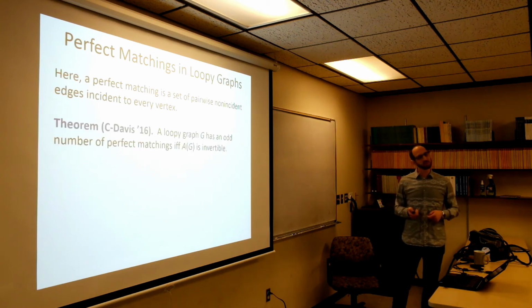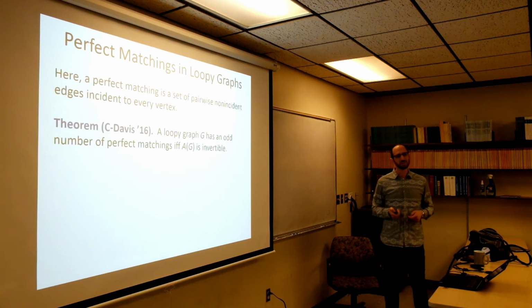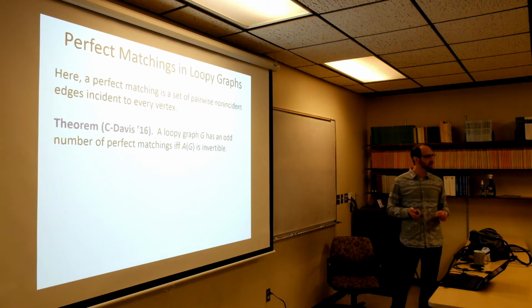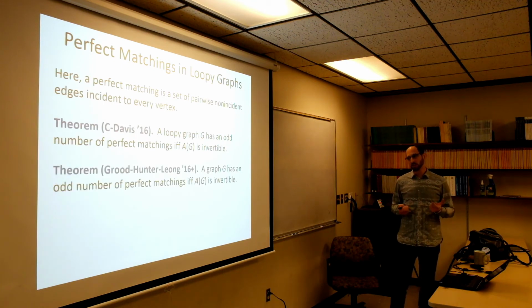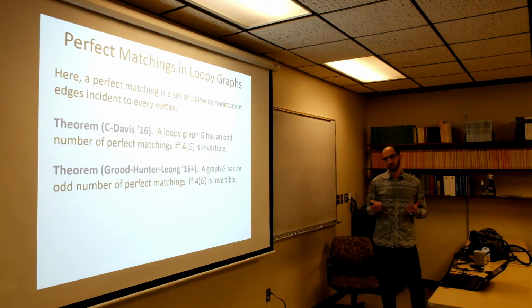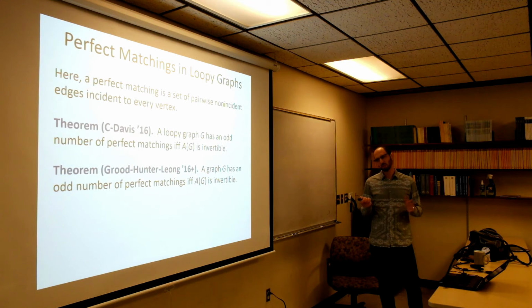You might ask, what does this have to do with all this invertibility and the fact that those principal minors are non-zero? Well, the idea is that a loopy graph has an odd number of perfect matchings if and only if its adjacency matrix is invertible. This is actually something we stumbled on, basically simultaneous with some other work that had been done. It's essentially the same result, but without the loopy part. It's still true even if you allow loopiness.